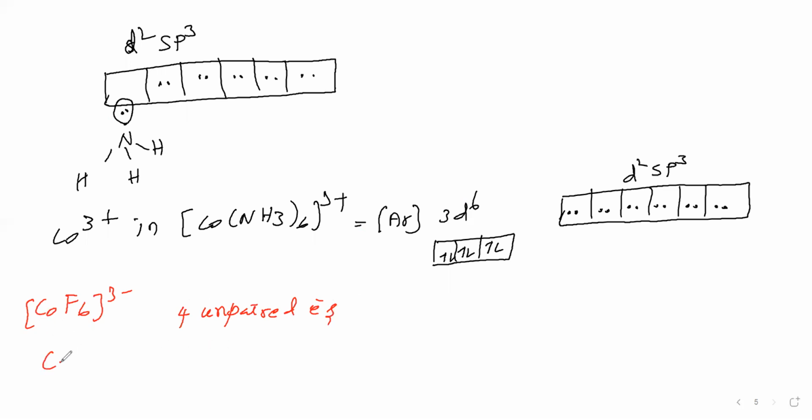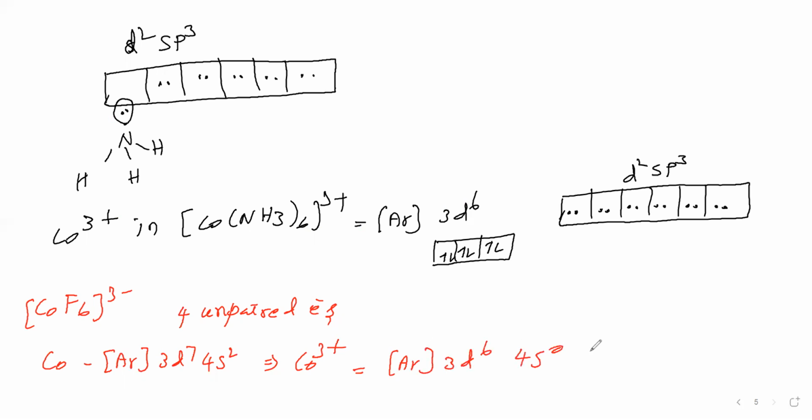Now cobalt is the central metal. Its atomic number is 27, so the electronic configuration is argon 3d7 4s2. The oxidation number of cobalt is +3 because F has -1. Here the ligand is F minus, its charge is -1. So 6 times F means 6 minus. Therefore, cobalt takes +3 oxidation number. Cobalt +3 electronic configuration is argon 3d6 4s0 4p0 4d0.